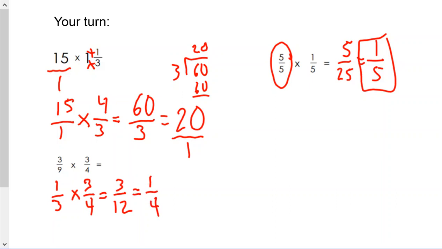Now let's look and see what would happen if we didn't reduce it first. We would have 3 times 3, which would be 9. And then we would have 9 times 4, which is 36. Okay, and then if we reduce it, we can just divide by 9, because 9 goes into both 9 and 36. So 9 divided by 9 is 1, and 36 divided by 9 is 4. So our answer is the same.